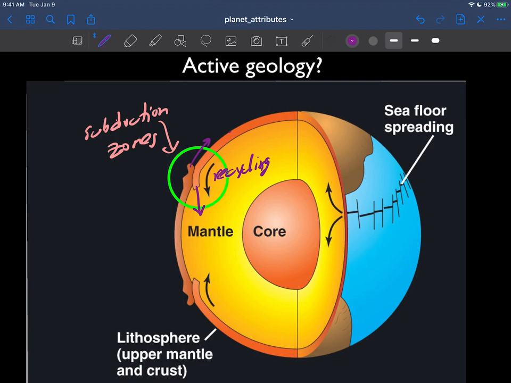Like if there was a crater sitting here on this plate and it gets moved down into the Earth here, well, it's going to get remelted and disappear, and you won't see the crater anymore. But that's what active geology is all about. And usually these are where volcanoes can exist, and also we can have things like sea floor spreading. So we'll wonder about that as one of the planet attributes as well.